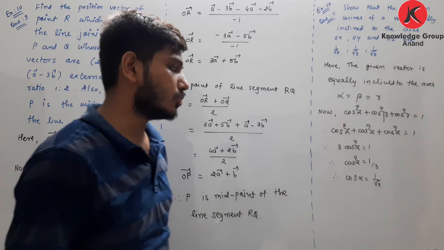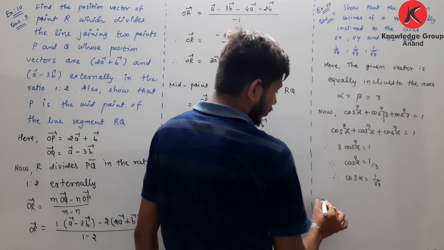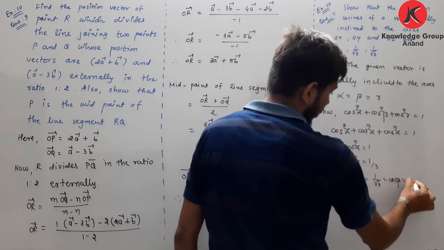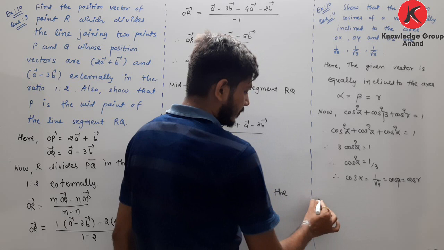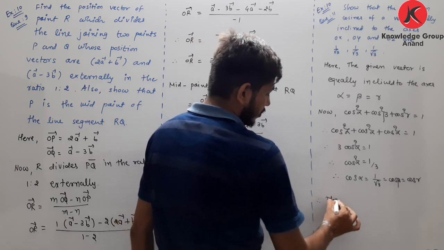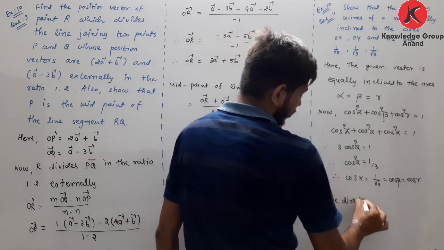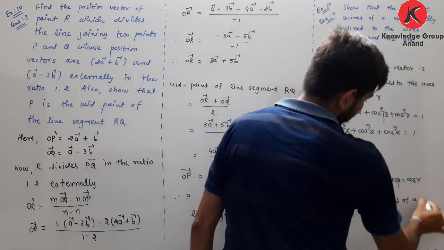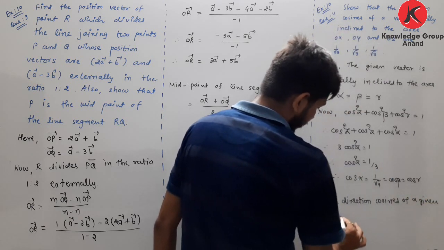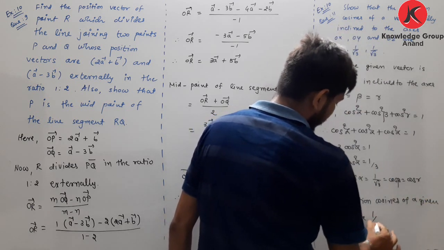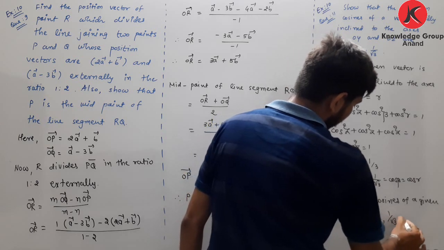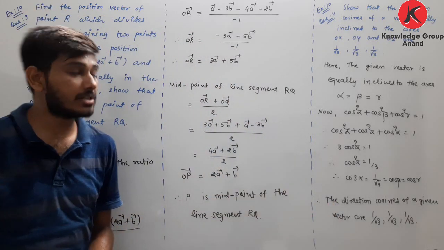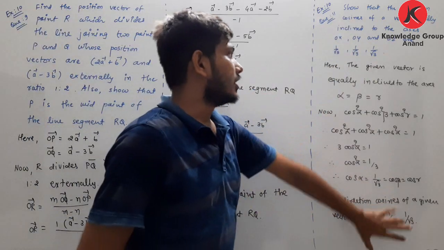So cos alpha equals 1 by root 3. Therefore cos beta is also equal to 1 by root 3, and cos gamma is also equal to 1 by root 3. Therefore the direction cosines of the given vector are 1 by root 3, 1 by root 3 and 1 by root 3 here. Clear? So these are the direction cosines. We are taking tomorrow question 11 proof. Clear?